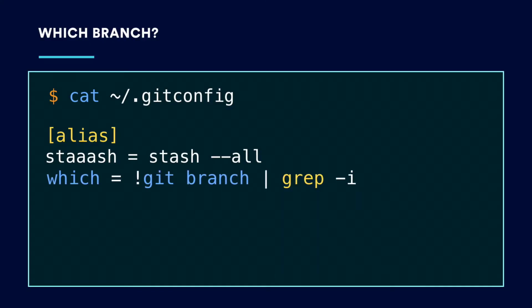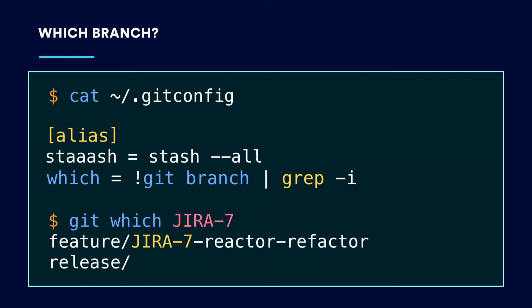So as I mentioned before, when you run the git config command and define a new alias, it creates a new entry in the alias section of your global git config properties file. So now we're going to look at a slightly more complicated example, which I'm calling git which. Now, git which basically lets you search for a branch that contains a particular string in your repository. So you might type git which JIRA 7 or any other issue key, and it will print out branches that contain JIRA 7.